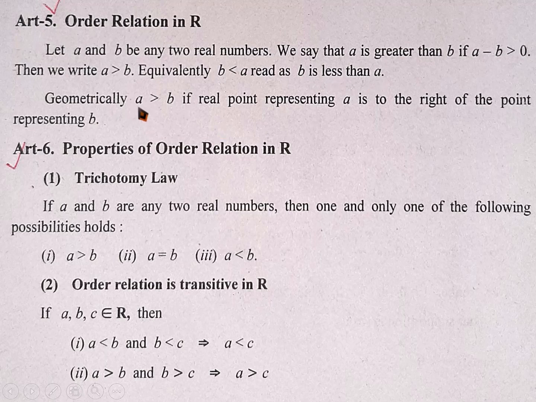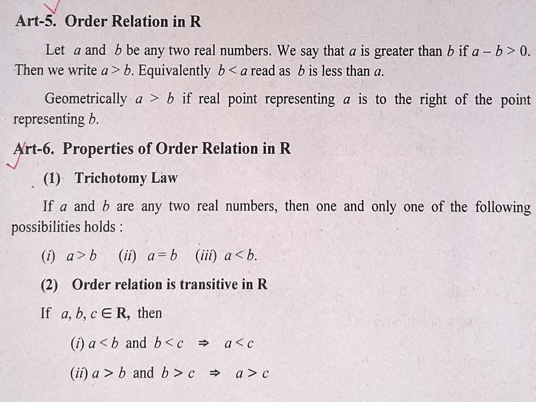Geometrically, if we mark these two points A and B, then A will be on the right side of B. A is on the right side of the point representing B. So the order relation holds in R. Next, the properties of the order relation in R are very easy. The first one is known as the trichotomy law.